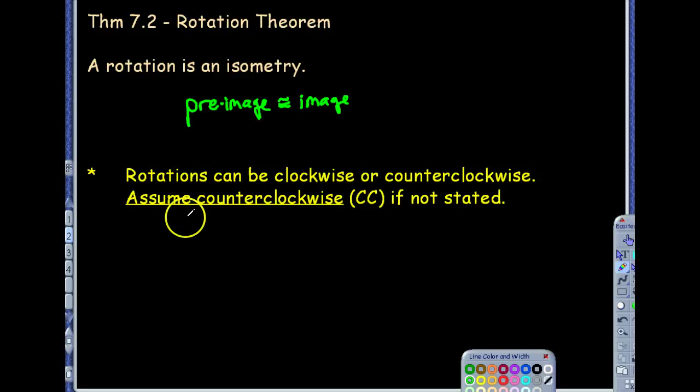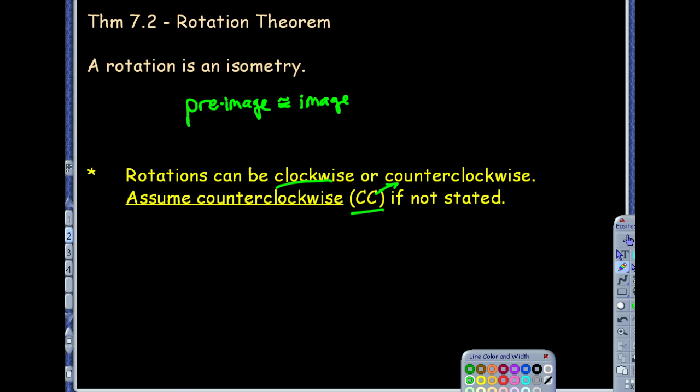Exactly. Rotations can be done either clockwise or counterclockwise. Your book frequently uses counterclockwise. So we're going to assume counterclockwise if it's not stated. Typically it will be given to you because you really do need to know the direction you're going to be rotating. Sometimes if they say rotated 180 degrees, would it matter which direction I technically rotated it? No. So sometimes it won't necessarily be listed because it wouldn't matter. But you're going to see either a CC, that's going to be our abbreviation for counterclockwise, or the word clockwise.